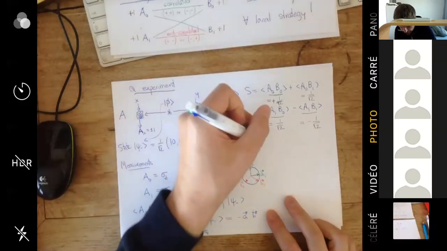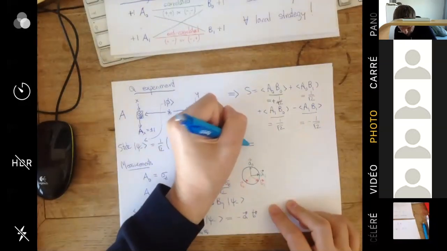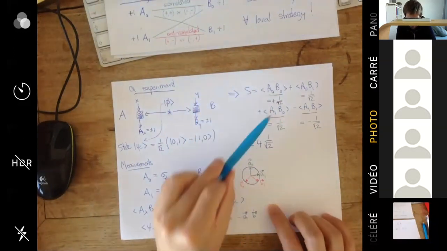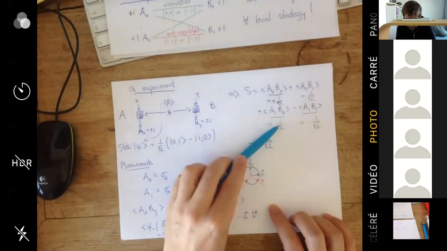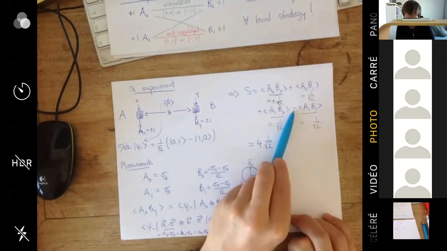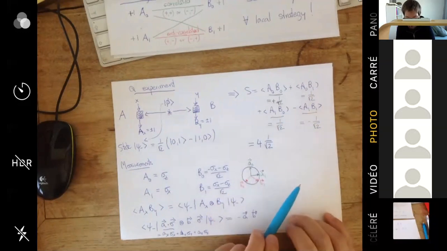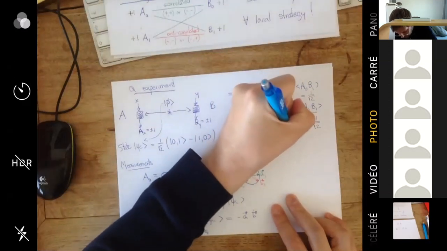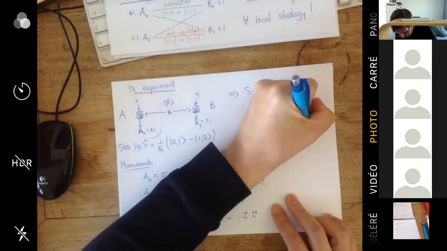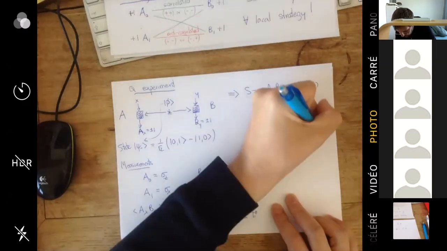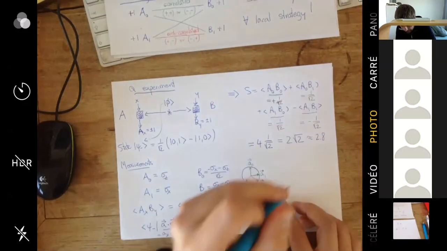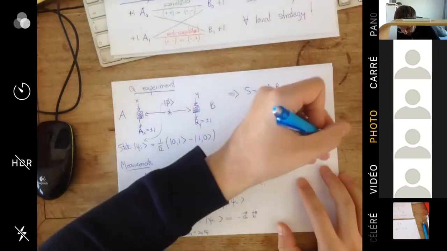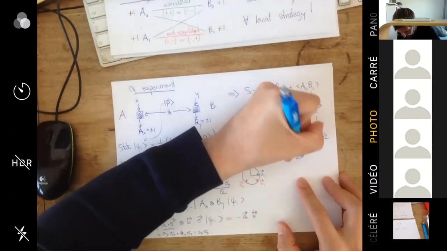Now I put everything together, and what do I get? Well, I have 4 times 1 over √2, because this is a 1 over √2, another one, and here I have a minus and a minus. So I have another positive contribution. If I divide 4 by √2, I get 2 times √2. And this is about 2.8. Is it 2.8? I guess it's 2.82. And of course, 2.82 is much bigger than 2.